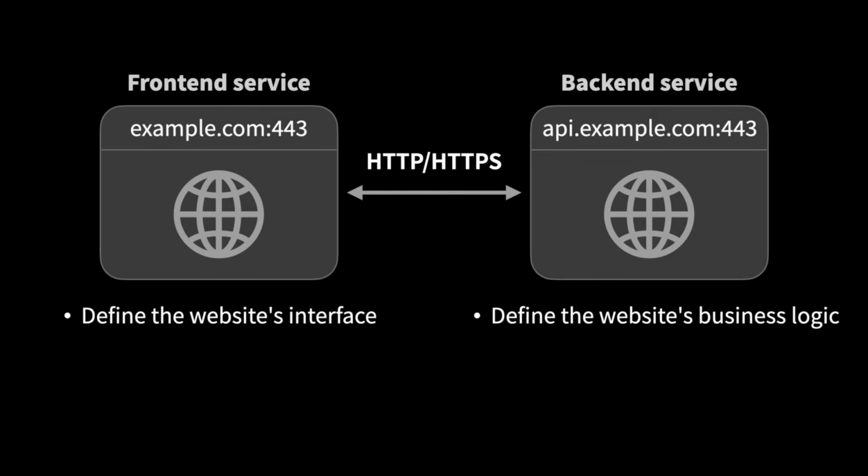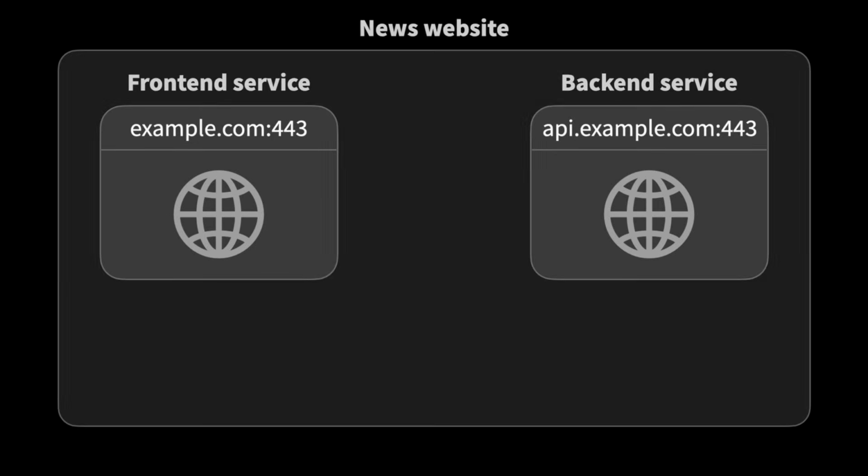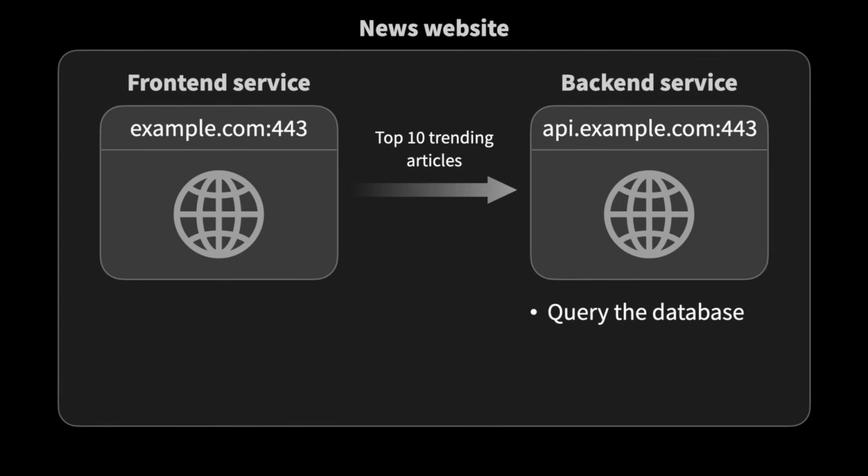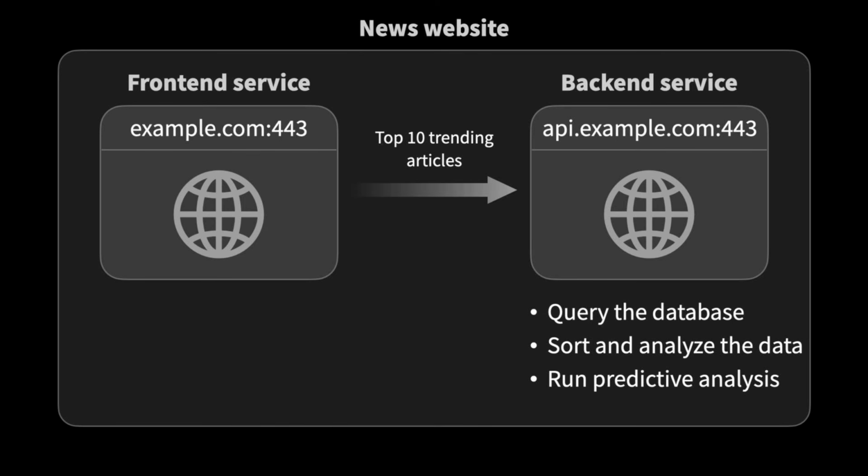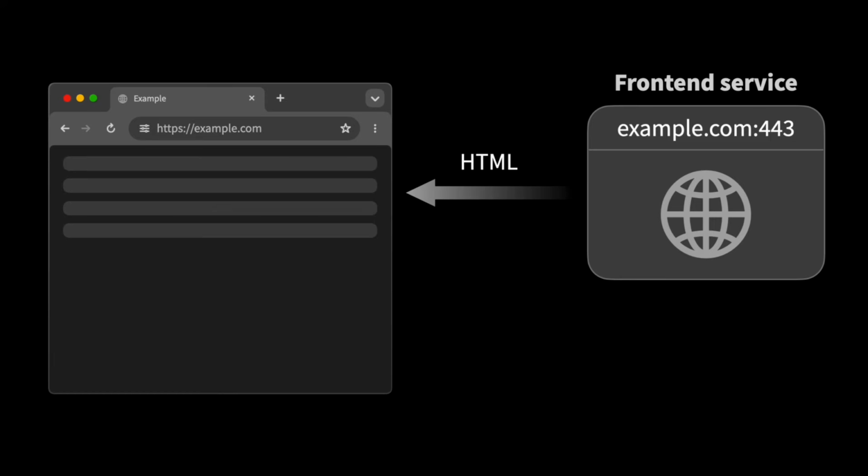Like the front-end, backend services usually run on separate servers or ports, and the front-end accesses them via HTTP or HTTPS requests. The backend's main job is to interact with the front-end, handle complex business logic, and return the necessary data. For example, imagine a news website where the front-end wants to show the top 10 trending articles of the day. The front-end sends a request to the backend. The backend might query the database, sort and analyze the data, maybe even run predictive analysis, and then return the results. The front-end takes this data and builds the corresponding HTML to display in the browser.